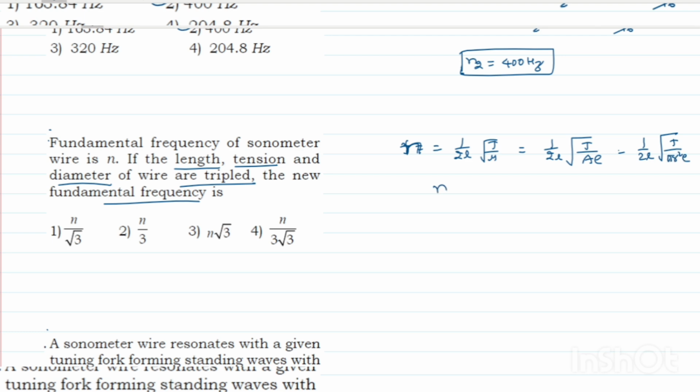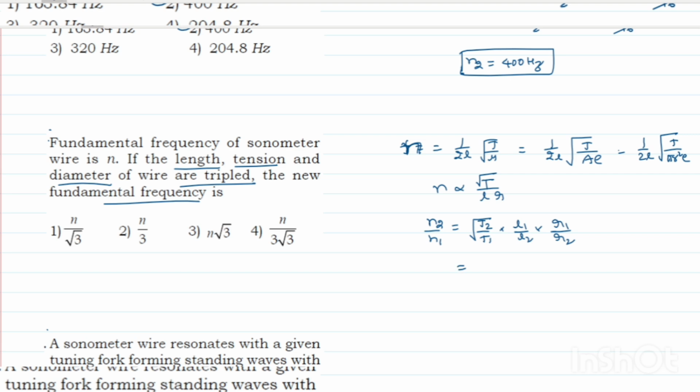Then you just relate the frequency with the length as well as the radius in the denominator, and in the numerator you can relate the tensional force. That's nothing but N2 by N1, which will be equivalent to root T2 by T1 into L1 by L2 into R1 by R2. This is the denominator value.